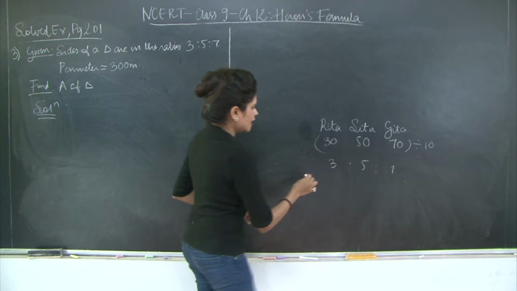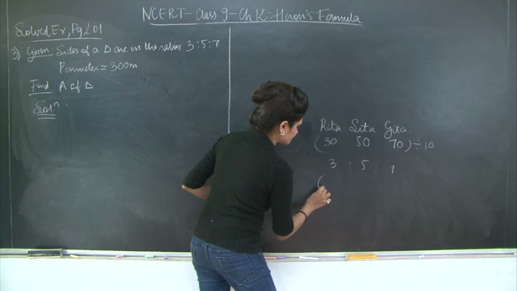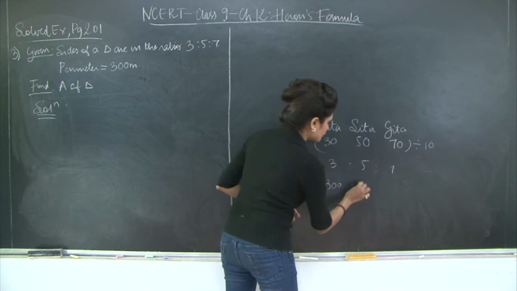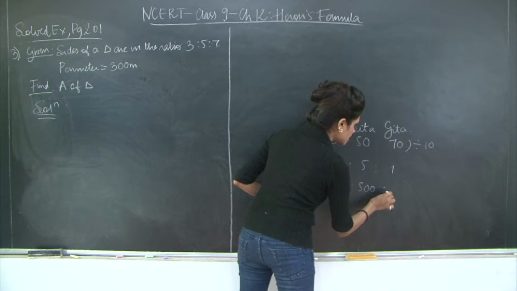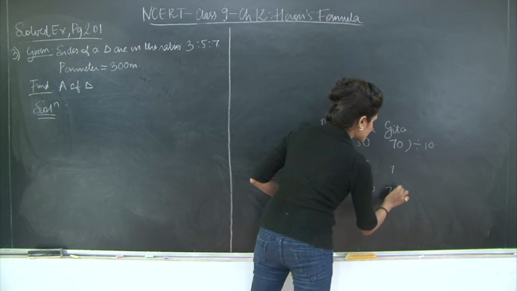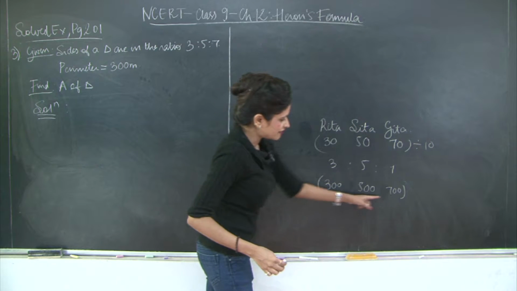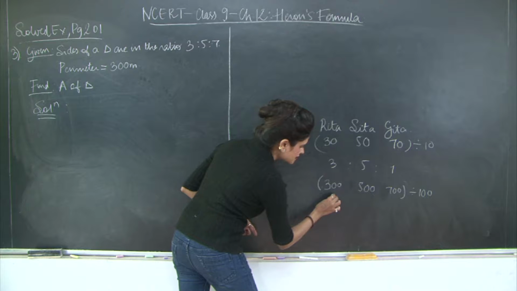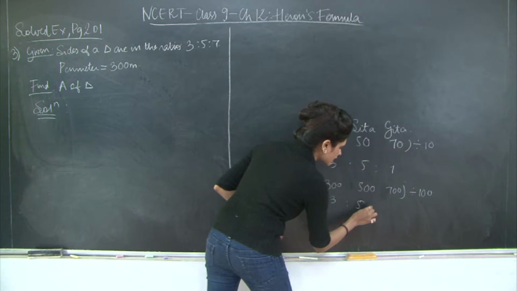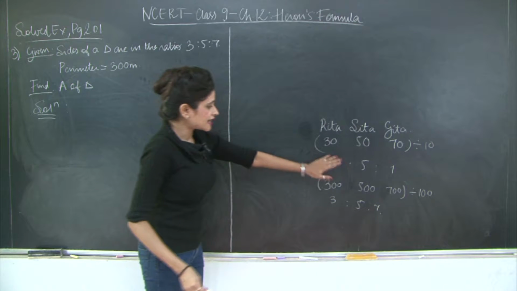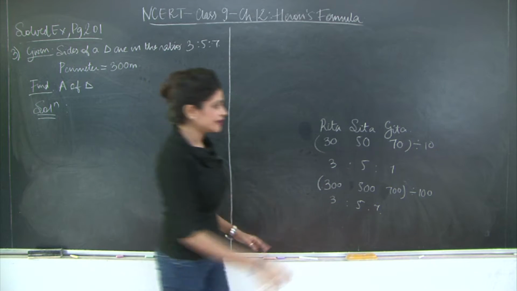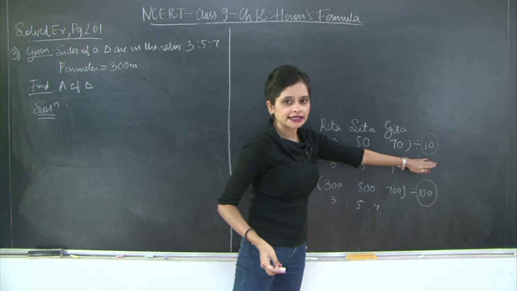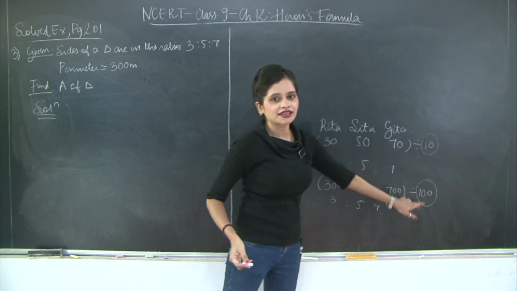Correct? Similarly, if I say that Rita has, let's say, 300 chocolates, Sita has 500 chocolates and Geeta has 700 chocolates. If I divide throughout by 100, I will again get the same ratio, that is 3:5:7. So if you notice, they are always going to have the same ratio, only this factor is going to change. Here it is consistently 10 and here it is consistently 100. So this is the variable out here.